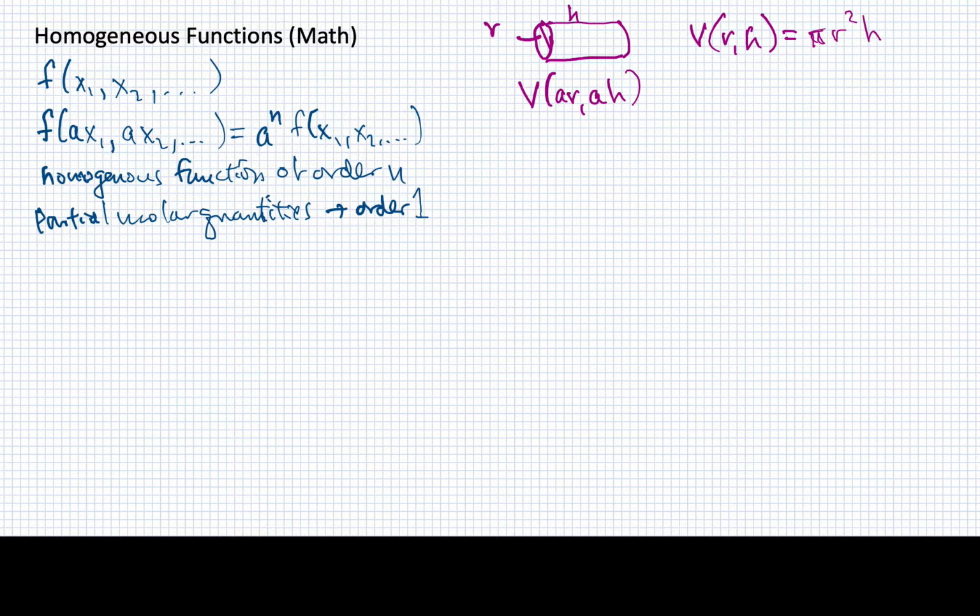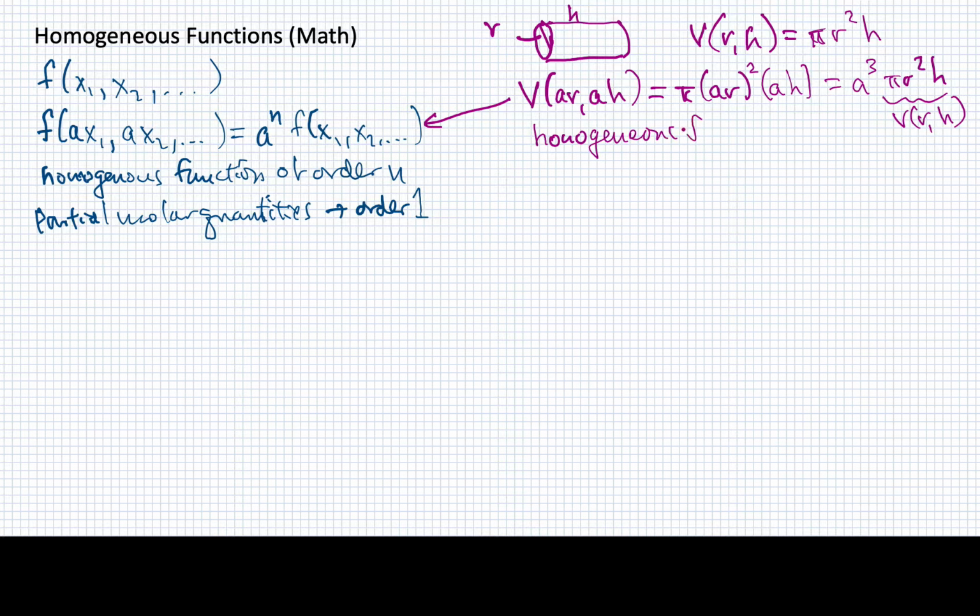The first thing I'll note is that if we scale them both by the same quantity, we're not changing the proportions of the cylinder. We're keeping the cylinder basically in the same shape and form that it has. When we calculate its volume, it'll be pi times (ar) squared times ah, and when we work all this out, it will be a cubed times pi r squared h. So we can see that this is just equal to a cubed times the volume of the radius and height unscaled. And so now we can see that this, in fact, meets the criteria for a homogeneous function. So this volume of a cylinder is a homogeneous function of order 3.